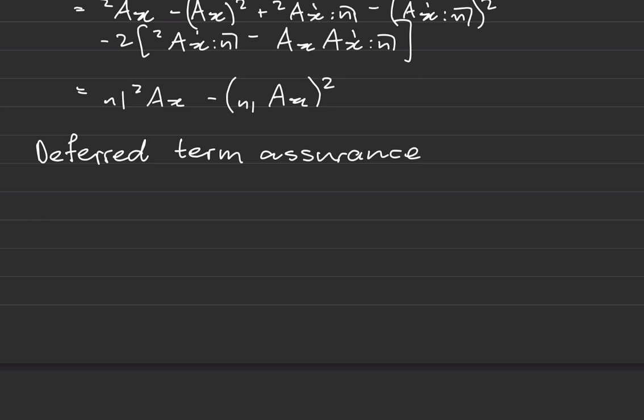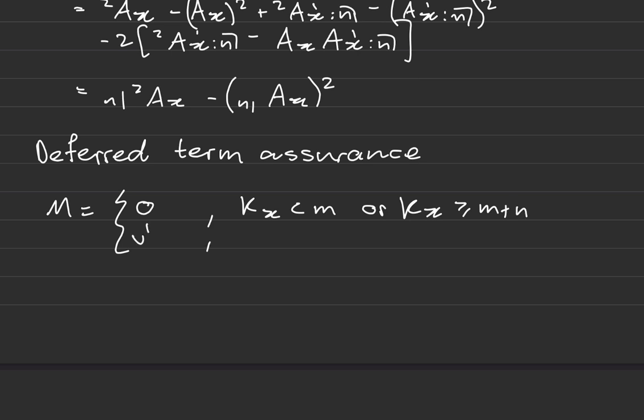So now the random variable for the present value of a deferred term assurance is going to be: 0 when Kx is less than m, or when Kx is greater than or equal to m plus n, and I'm going to go through this understanding in a moment. And then v to the Kx plus 1 when m is less than or equal to Kx, which is less than m plus n. Okay, so why does this work? What is going on here?